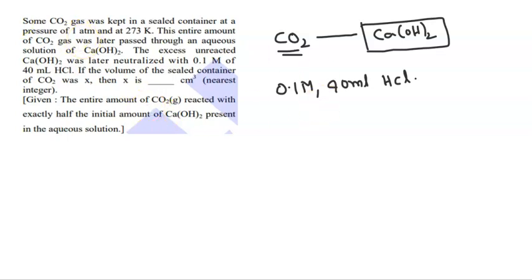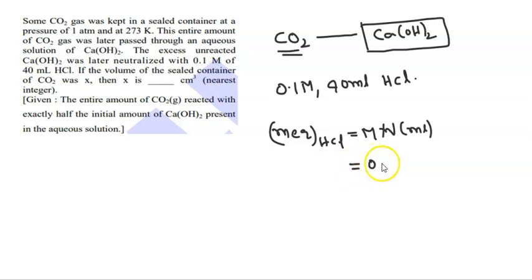Now, the number of milliequivalents of HCl used to neutralize the Ca(OH)2 is normality into volume in mL. HCl is a monobasic acid, that's why molarity and normality will both be equal. Then 0.1 into 40 will be equal to 4 milliequivalents of HCl used to neutralize the Ca(OH)2.